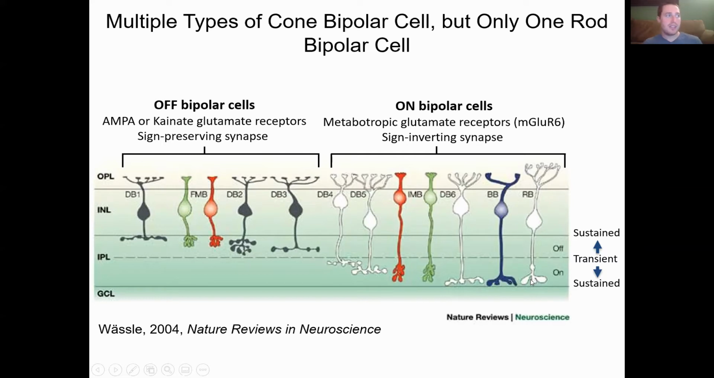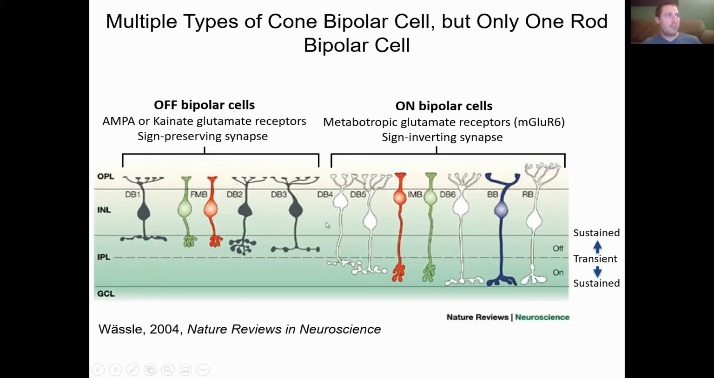And so what this means is when you decrease light, these off cells depolarize. When you increase light, these on cells depolarize. So we were talking previously about how photoreceptors hyperpolarize in response to light. So they would be like an off cell.